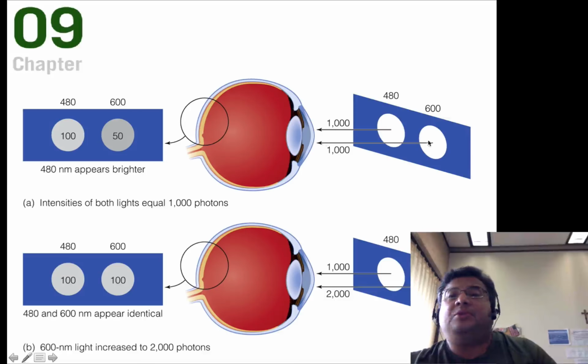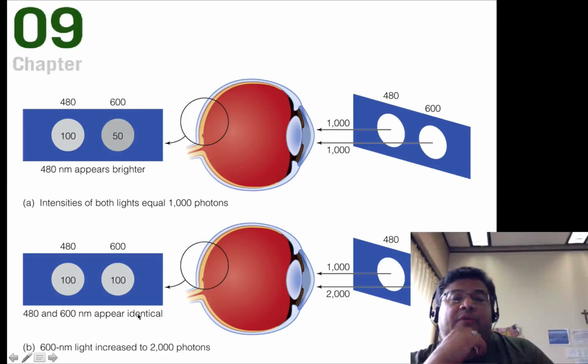So even though these two lights are physically the exact same amount of light, you're going to perceive the 480 as brighter if you only have this one receptor, simply because that one receptor is better tuned for that particular wavelength. How can we overcome this?